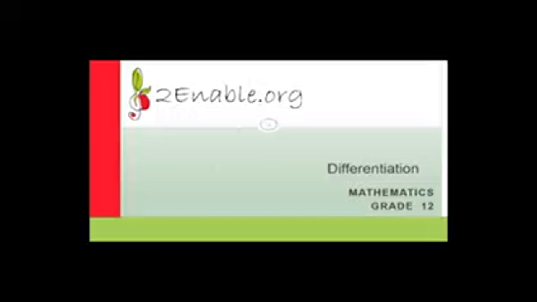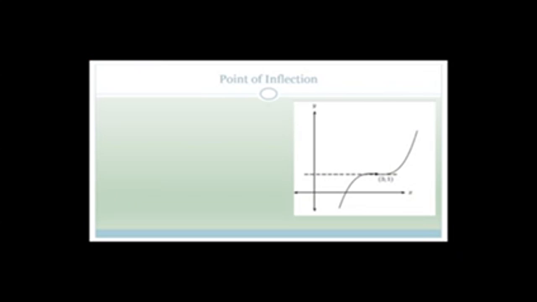In this lesson, we're going to carry on with differentiation, but we've been doing graphs up to this point. And now what I'd like to do is talk firstly just a little bit about a point of inflection, and then we're going to move on to optimization. And when we come back to doing more questions on graphs, I will go through points of inflection again because there will be questions on points of inflection.